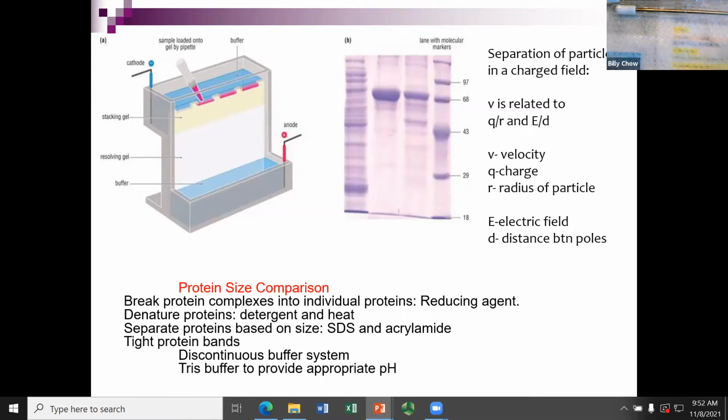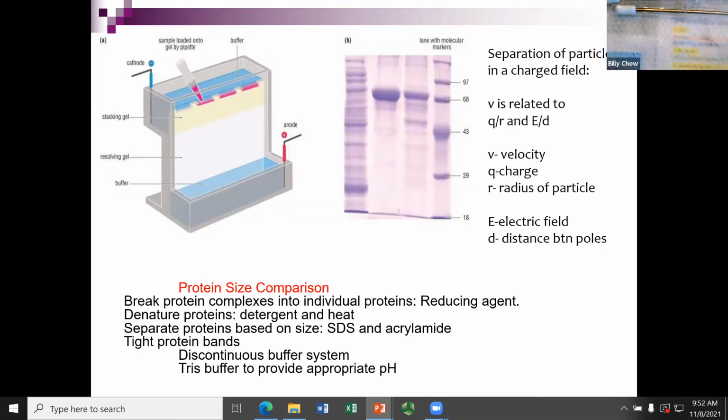And then it is also related to how much power you give the protein to go through this classroom, right? So this is the voltage, the electric field that you apply. The power pack, you can run it at 100 volt, 200 volt, or 300 volt, and then the protein migration rate will be dependent on that. And also the distance between poles. Therefore, E over D is the voltage gradient. So if you have 100 volt over 10 cm, then you have 10 volts per cm.